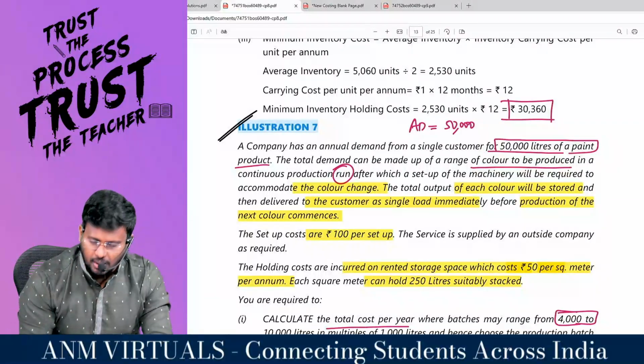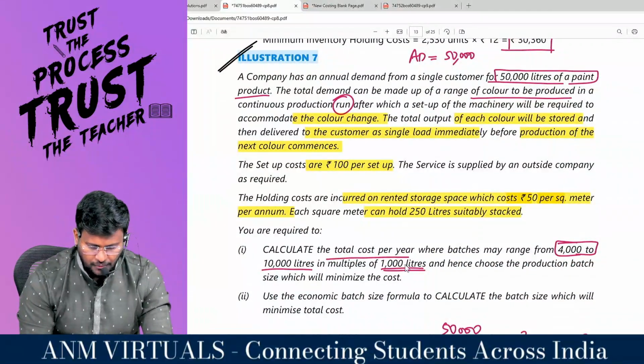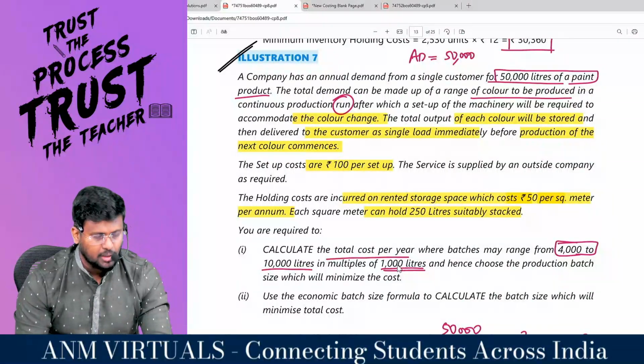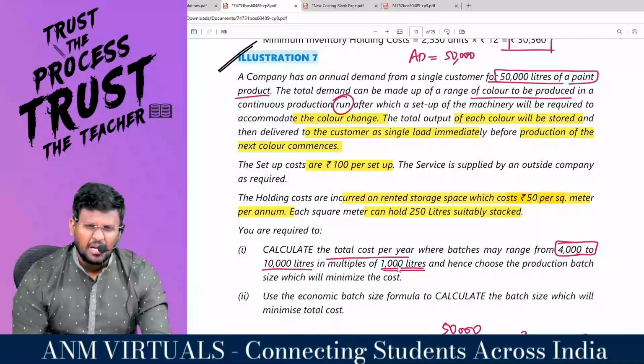Number of batches romba adhigama irukku. So instead of 4,000 liter, multiples of 1,000. Next multiple of 1,000 after 4,000: 5,000. 50,000 divided by 5,000 comes to 10 batches. No, sir. 10 batch romba adhigama irukku, sir.